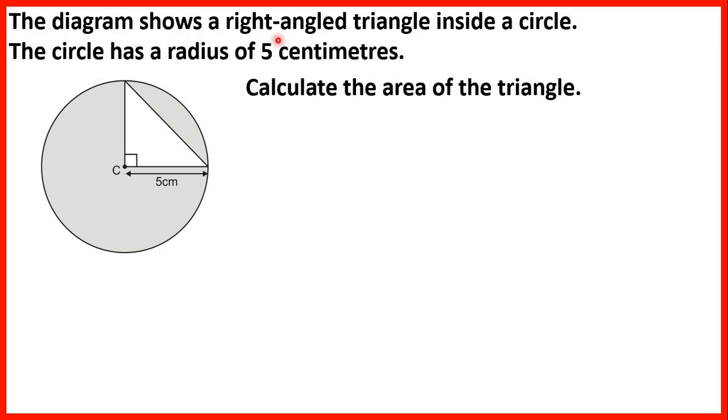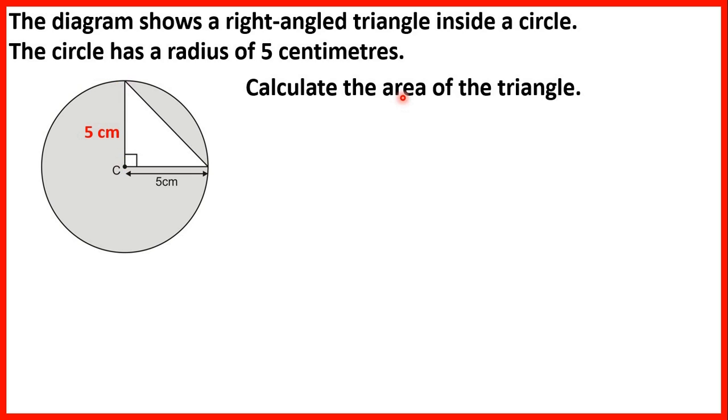The diagram shows a right-angled triangle inside a circle. The circle has a radius of 5 centimetres. Calculate the area of the triangle. So the radius is the length from the centre of a circle to the edge. So if we know that this length is 5 centimetres, then this length will be 5 centimetres as well.